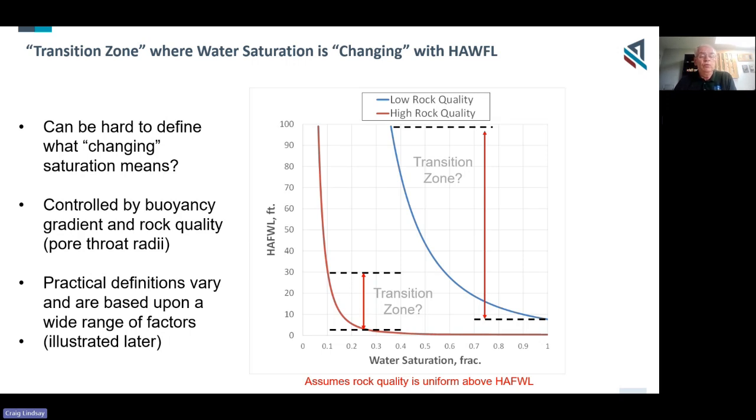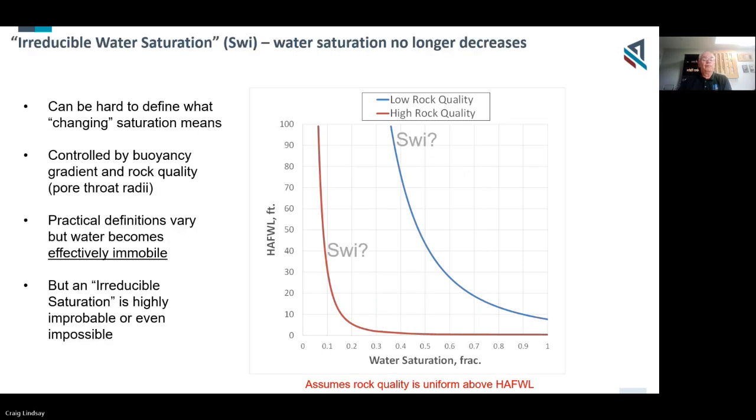All we can say is that the water saturation is changing, and mainly other factors control what people call a transition zone, and I've got a slide on that later. But it's always rock quality that drives that in a given fluid system.